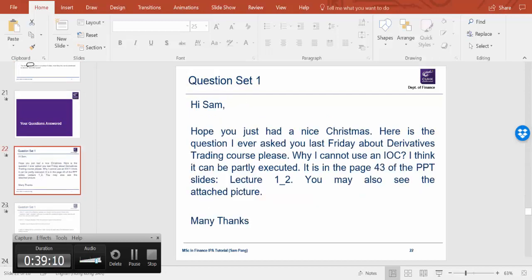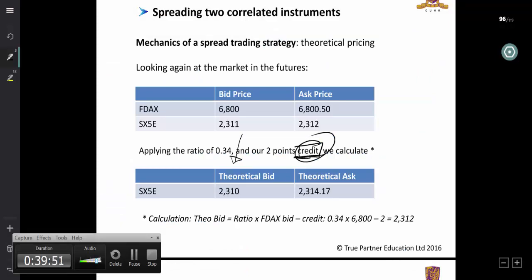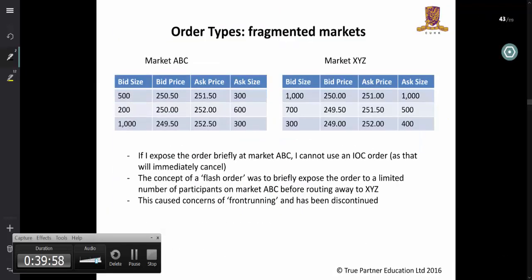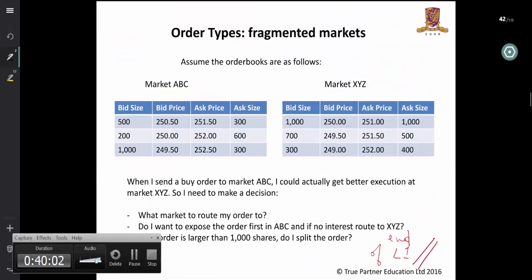Now I want to just grab a question here. Someone wrote to me: Hi Sam, hope you had a nice Christmas. I did, thank you. So here's the question I asked you last Friday about derivative trading. Why can I not use an IOC? I think it can be partially executed. It's on page 43 of the PPT slides, lecture 1_2. You can see the attached picture. If you go to page 43, now, what's going on here?